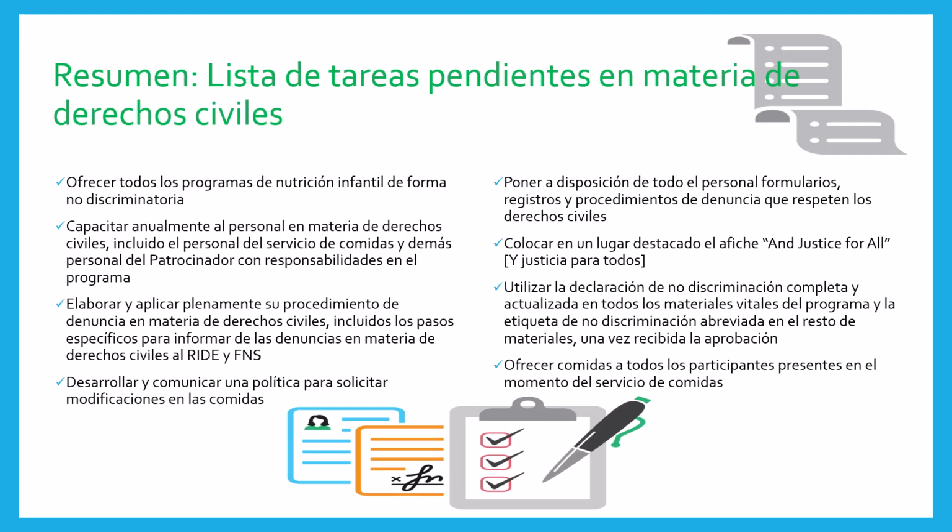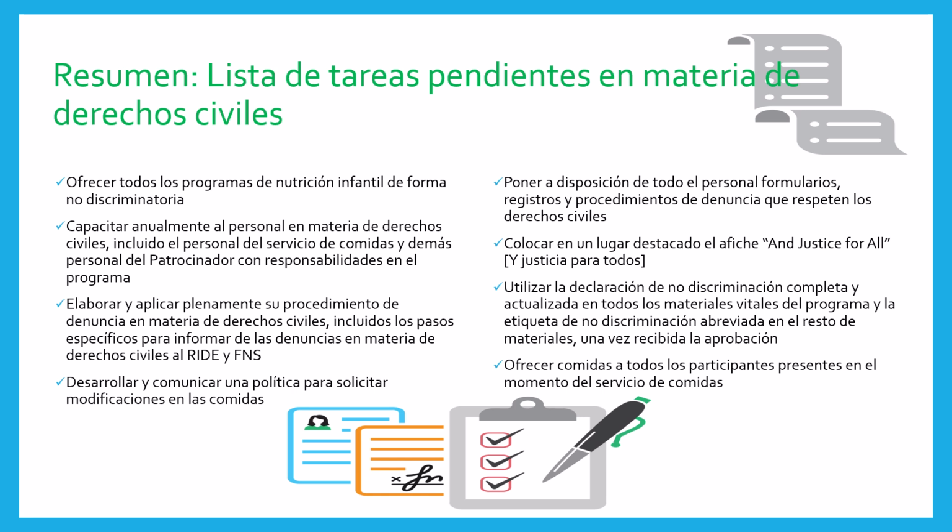Now that we've covered each of the required civil rights topics, let's look at a summary to-do list that you should take away from this training. You need to make sure that you are offering your Child and Adult Care Food Program in a non-discriminatory manner. You will need to train your staff annually on civil rights, including both the staff who are responsible for directly passing out the meals as well as your administrative staff. These trainings need to be documented, so you need to save both a dated training sign-in sheet and an agenda, and the agenda needs to specifically reference civil rights as a topic.